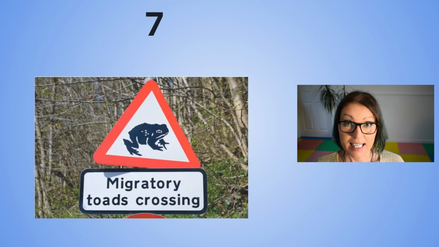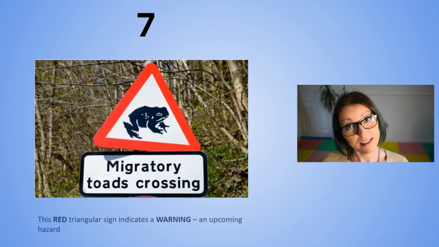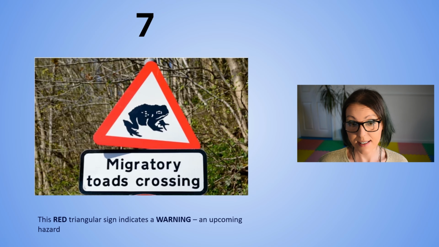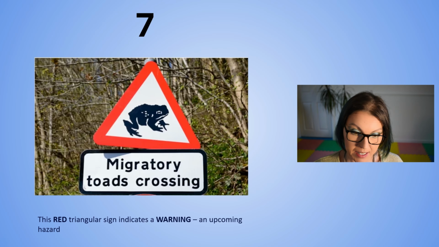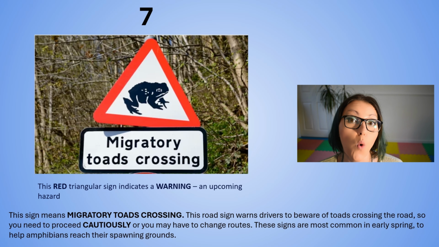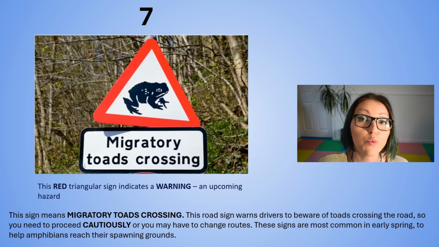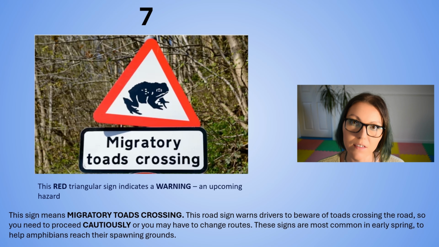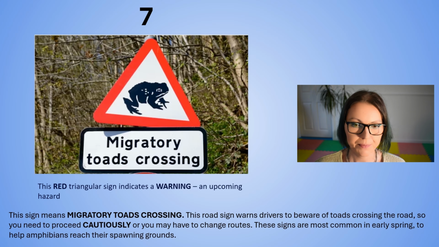Sign number 7 is this. And this red triangular sign again indicates a warning or an upcoming hazard. And judging by what it says under the sign, you might understand what it means. It means migratory toads crossing. This road sign warns drivers to beware of toads crossing the road. So you need to proceed cautiously, or you may have to change routes. These signs are most common in early spring to help amphibians reach their spawning grounds.